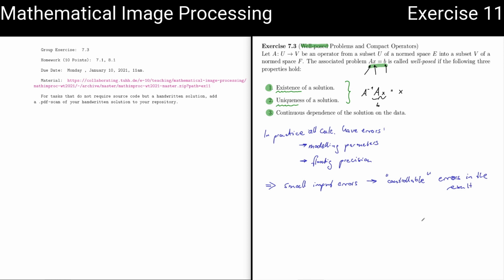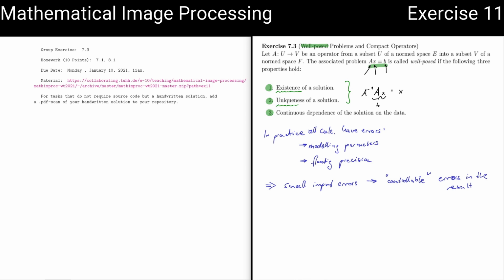Even more, the continuous dependence tells us that when the error of my input gets smaller, then also the error of my output will get smaller. So this is something that we would expect of a good algorithm that solves a problem. Now we want to see how this well-posedness is related to a property of linear operators, which is compactness.